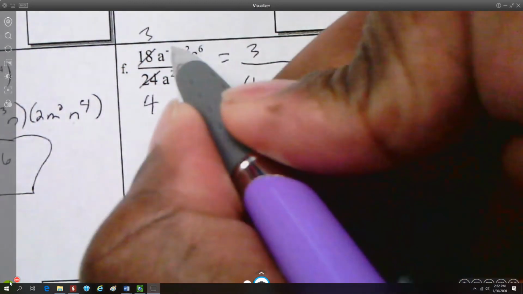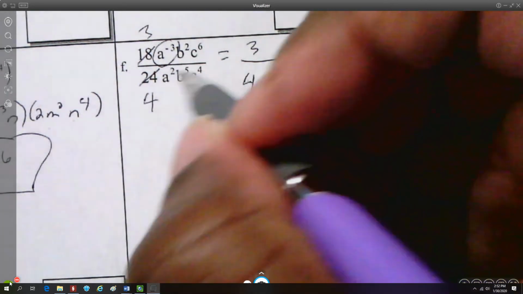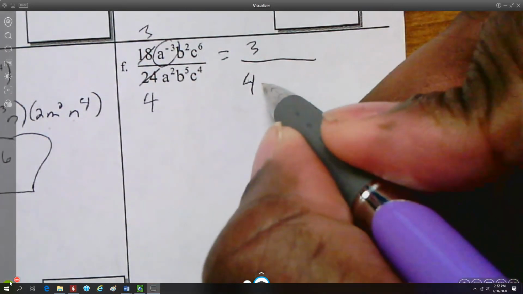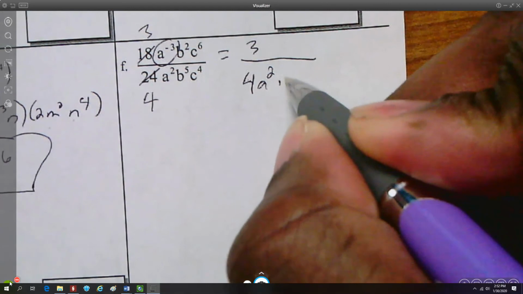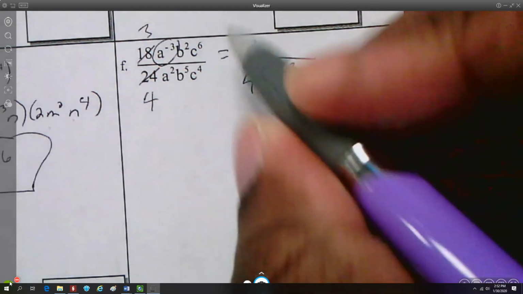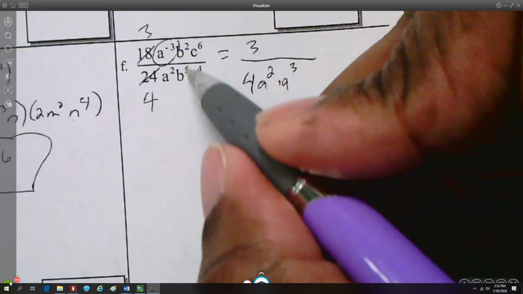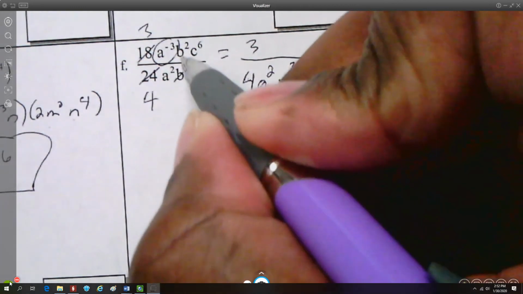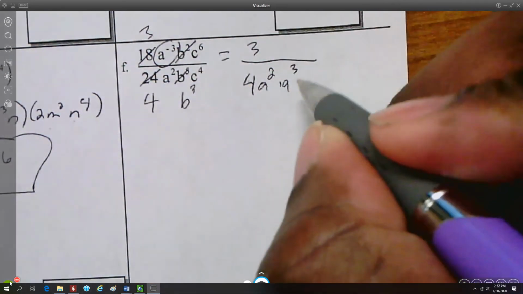A to the negative third is on the wrong side of the division bar, so it goes to the bottom. So it's going to be a to the second times a to the third down there. On the top, b to the second over b to the fifth. It should cancel to be b to the third on the bottom.